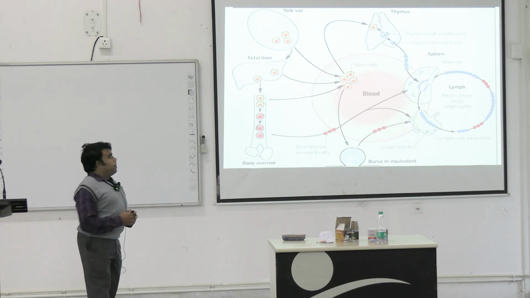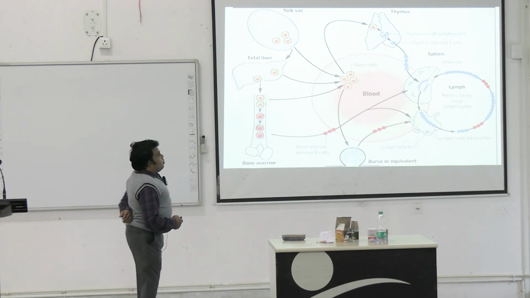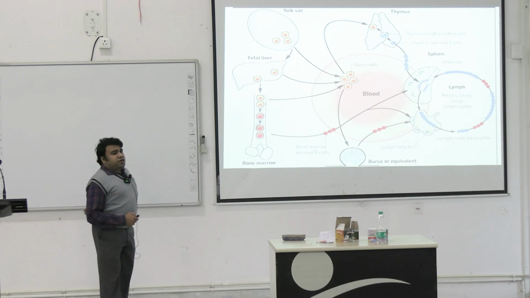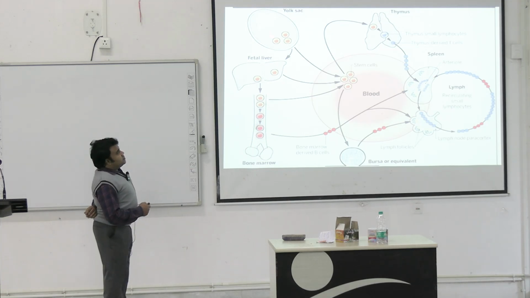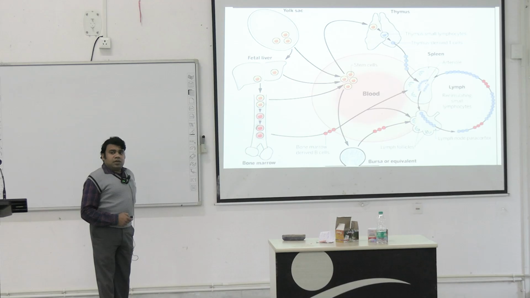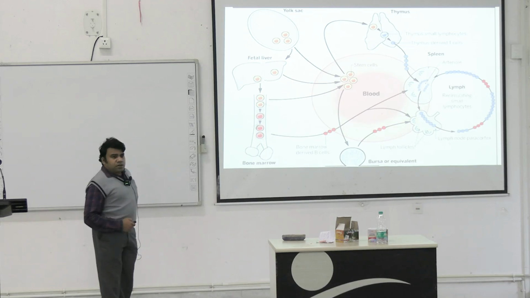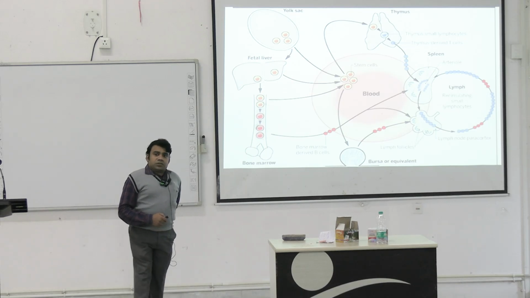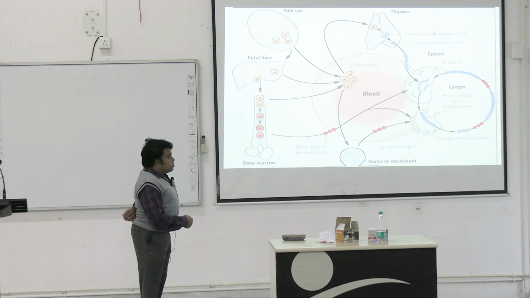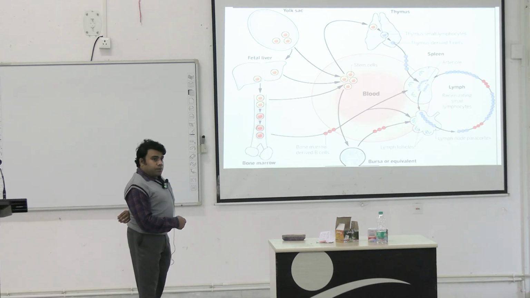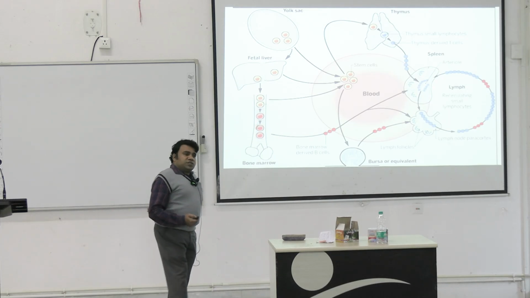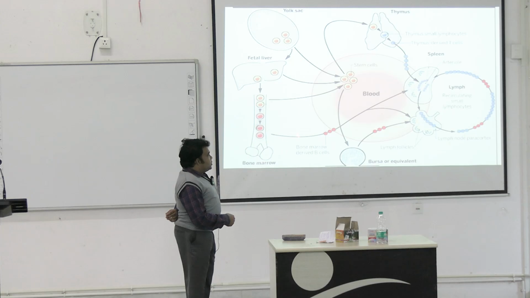Now let's move on. During the embryonic development, the first cells are seen in the yolk sac, and during the fetal development, the progenitor cells come from the liver. Slowly, they will move to the bone marrow. After the child is born, the cells from this bone marrow will move into the blood.